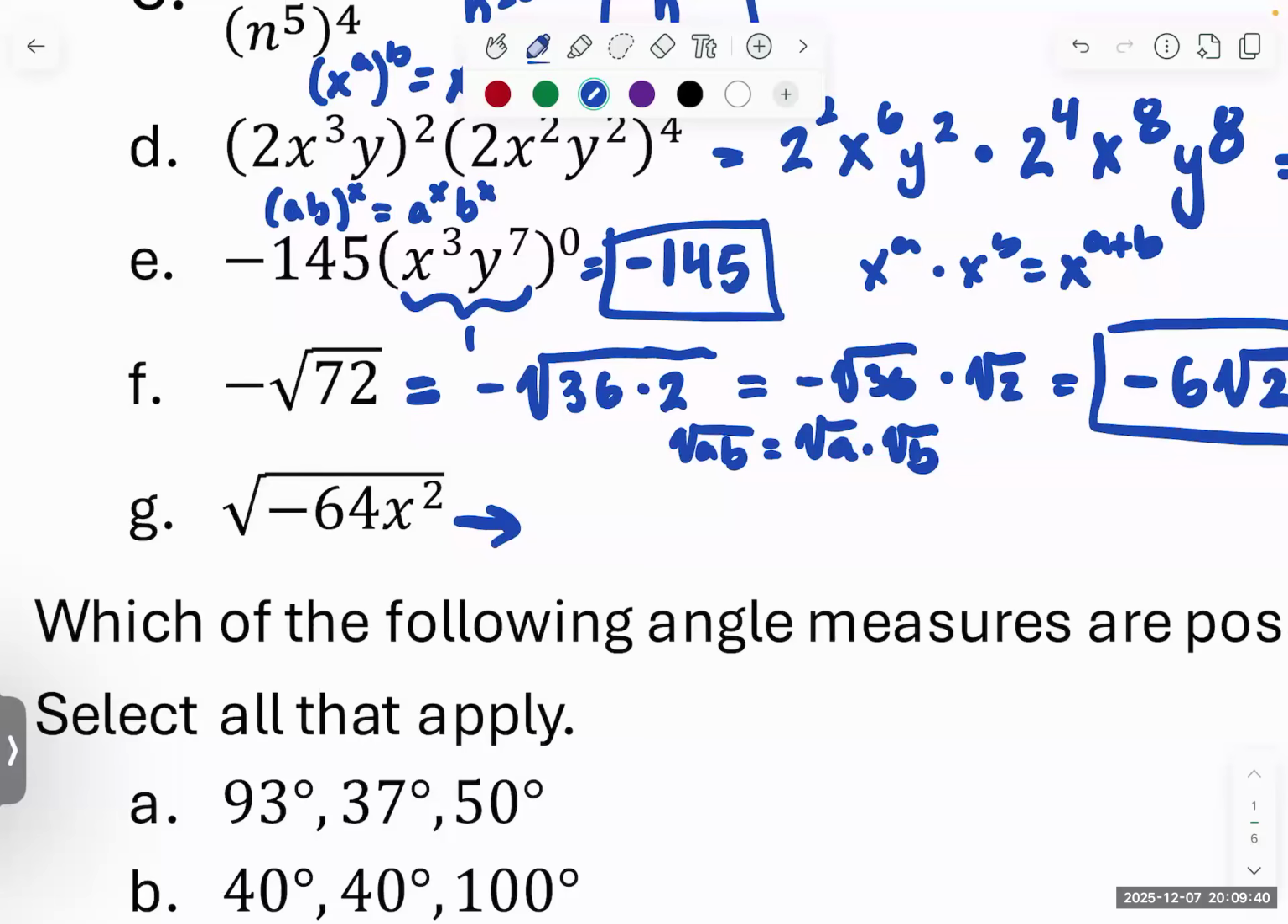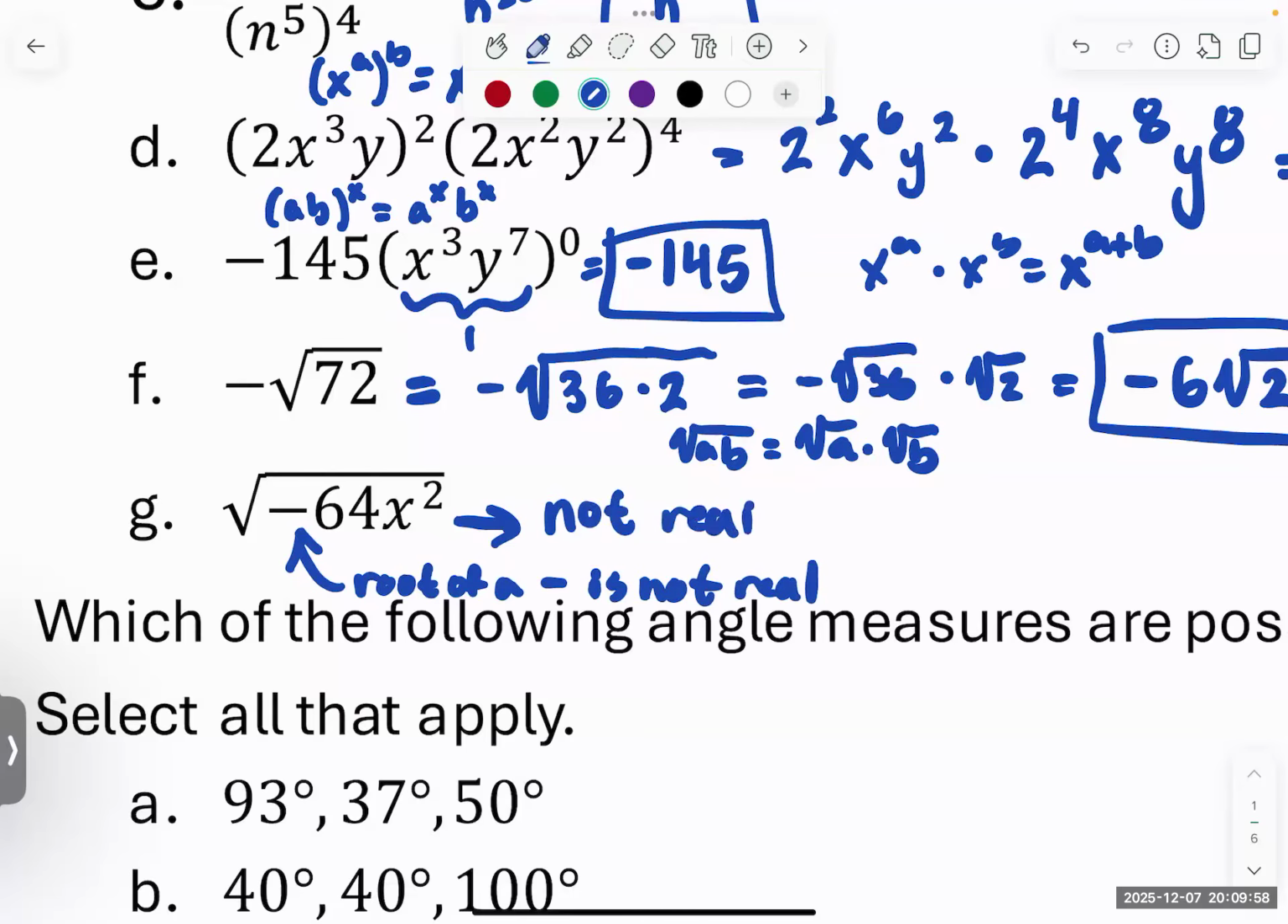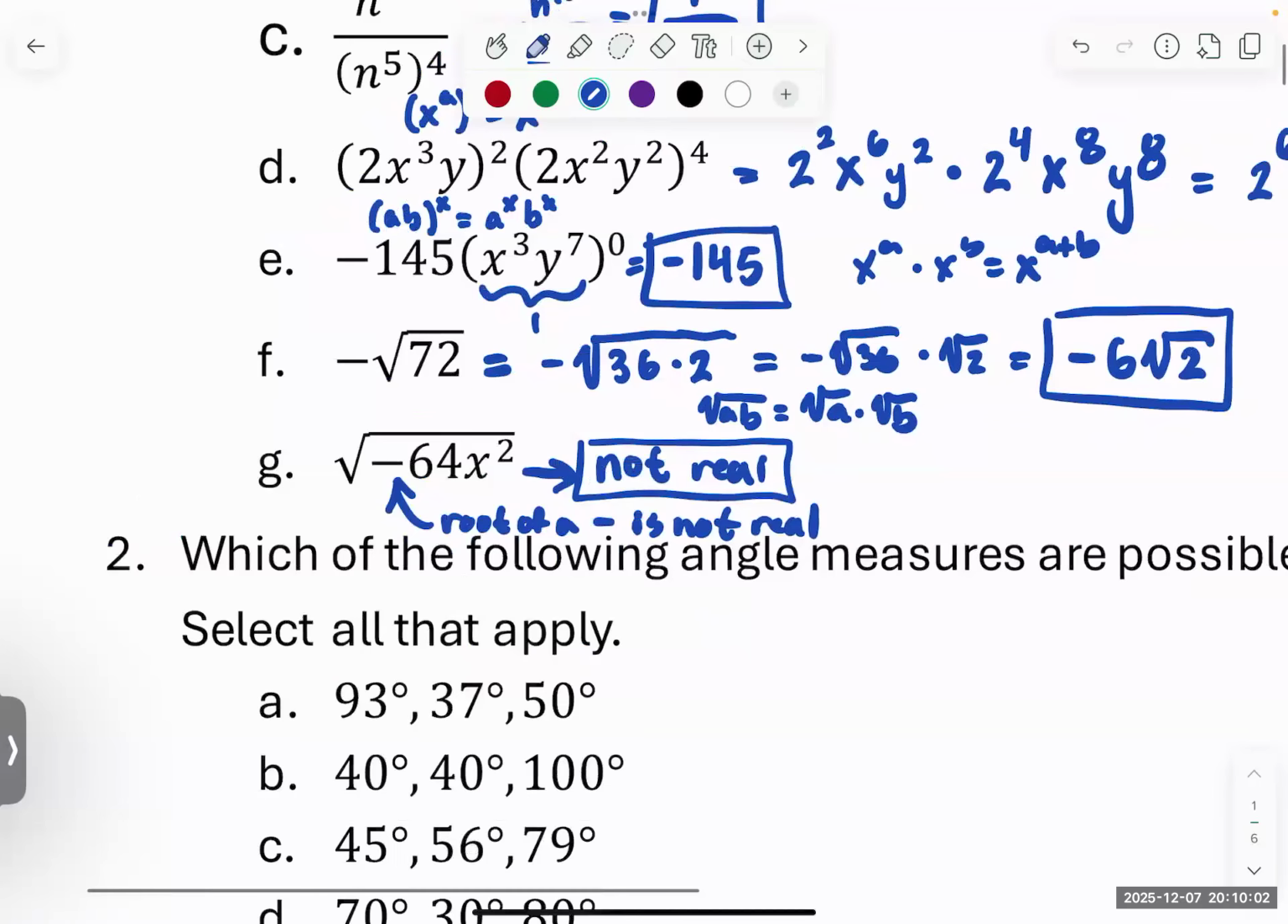This is not real. The root of a negative is not real. So the answer is not real. Well, there is an answer, but you don't learn it in this class.